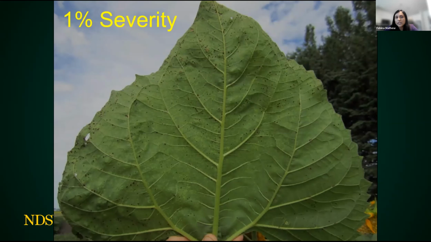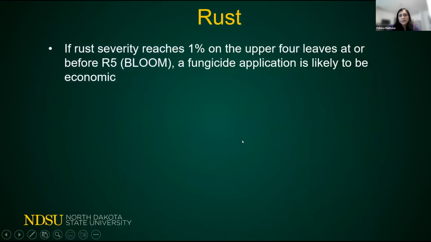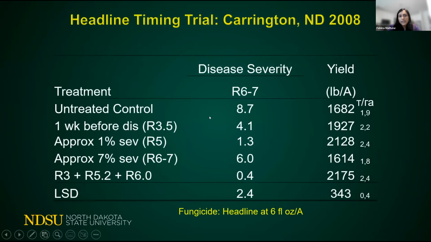So we check how much disease is present on the upper 4 leaves of the plant. If the severity is about 1%, we usually suggest that they spray fungicides before R5, which is when the sunflowers are in full bloom. For any applications made after full bloom, anytime after R6, R7, we saw that the plants were susceptible, which means the fungicides are not working.